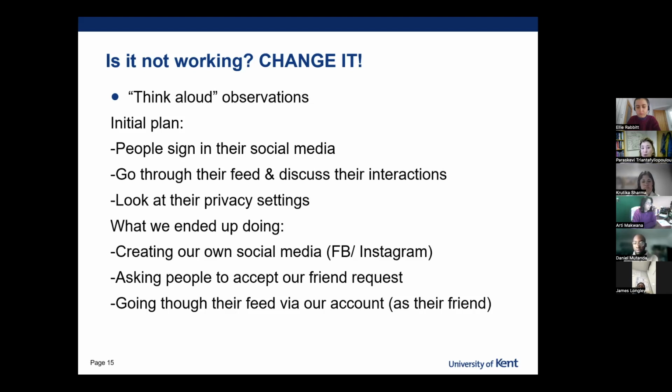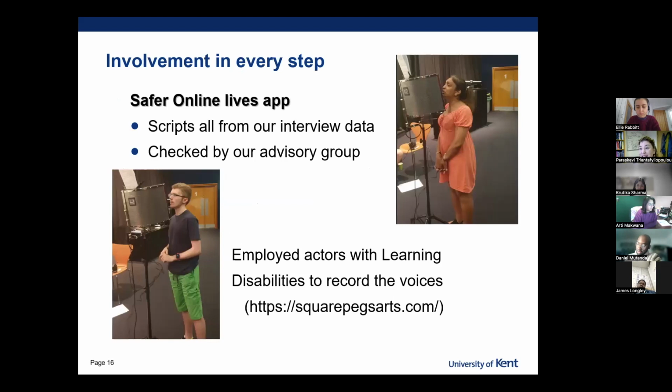So what we ended up doing was to actually create our own social media, as we had for Twitter, to add some pages on Facebook and Instagram, and ask people to be our friends. So we would be looking at their content via our profile as their friend, going through the feed via our account, but also asking people to look through our privacy settings. So thinking about where would you look for those. And that worked very well. So we ended up changing some bits, but it really did work. Then the involvement in every step.